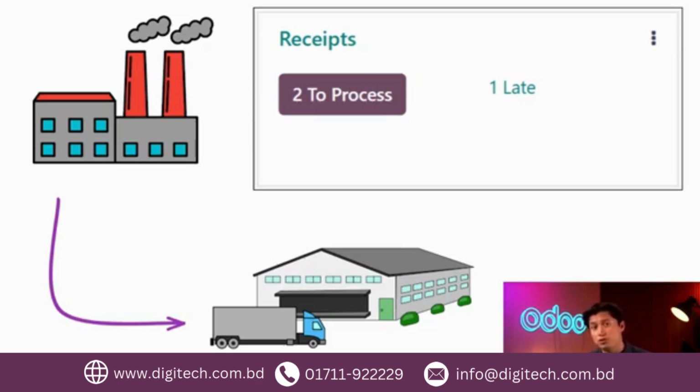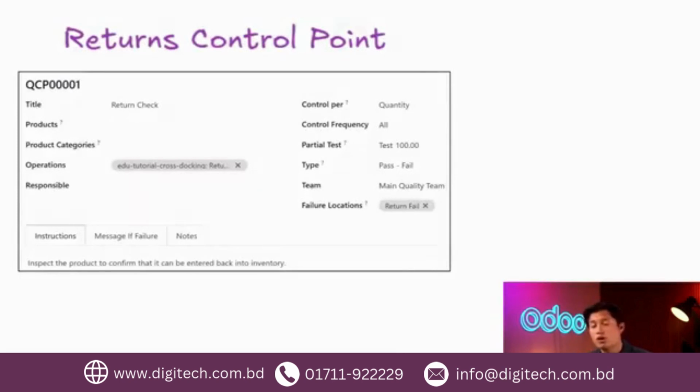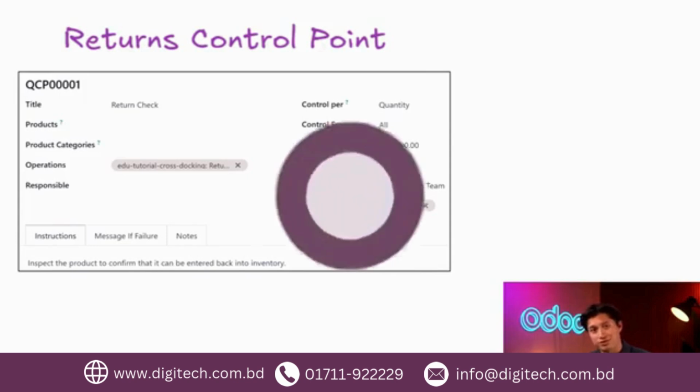However, it is possible to create a custom return operation in the inventory app, so return orders are grouped separately from the other receipts. This has a couple of benefits. First, by separating returns from all other incoming products, we can quickly see the number of returns we need to process, making it easier to manage. Second, it allows us to create a quality control point, or QCP, that only applies to return orders rather than all receipts. So let's head over to our database now and see how it all works.